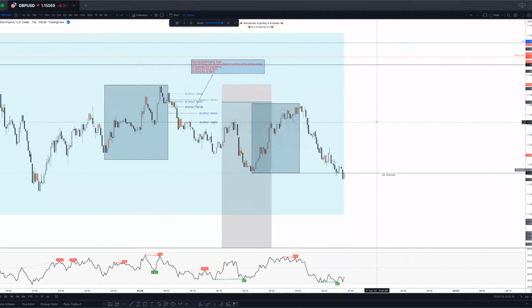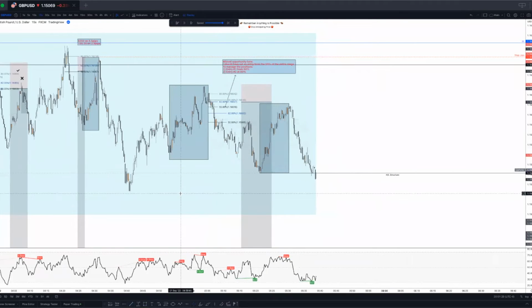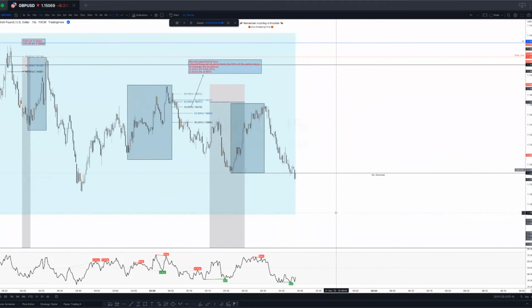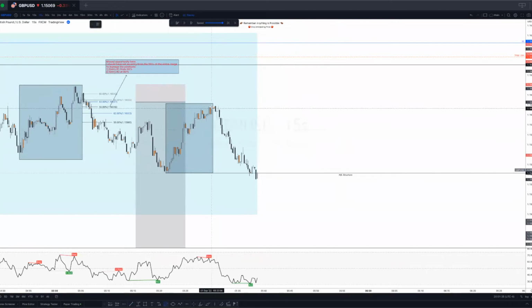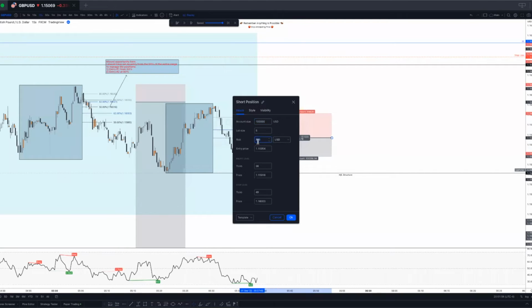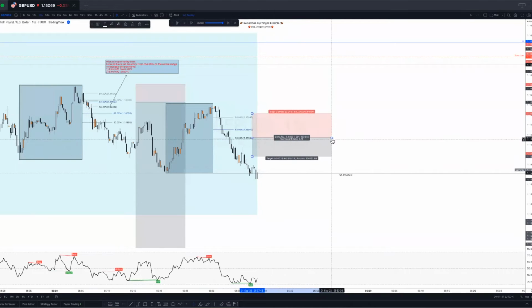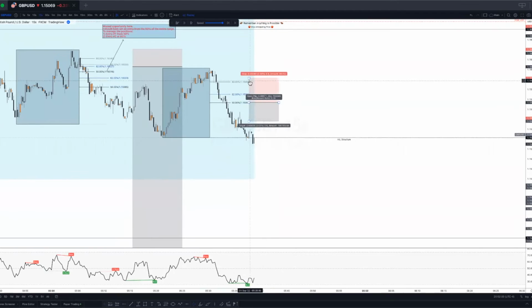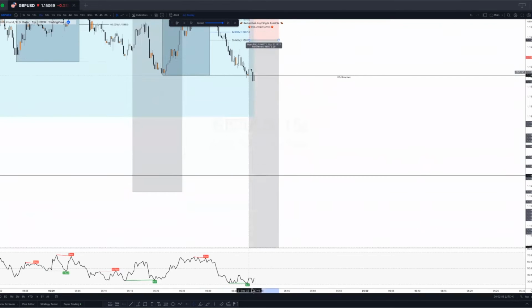This is another structure here, looking to play the continuation move, and I will play it from this entire move here. Oh man, big stop, 7 pips. So let's split the risk. This right here would be 250, not 270. That's 4.5 pips.